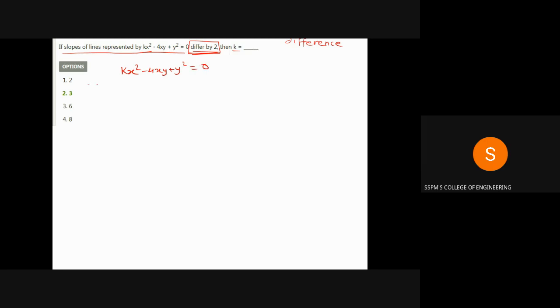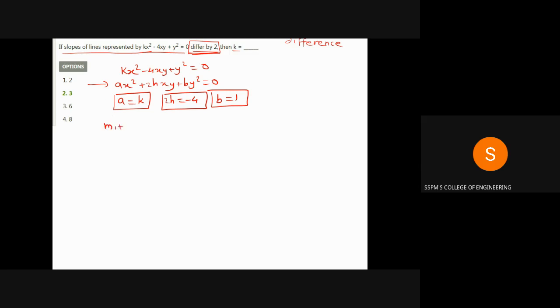What is our standard equation? The standard equation is given by ax square plus 2hxy plus by square is equal to 0. Which means that a is equal to k, 2h is equal to minus 4, and b is equal to 1. After comparing, we get a is equal to k, 2h is equal to minus 4, and b is equal to 1. Now we will apply the same process again.